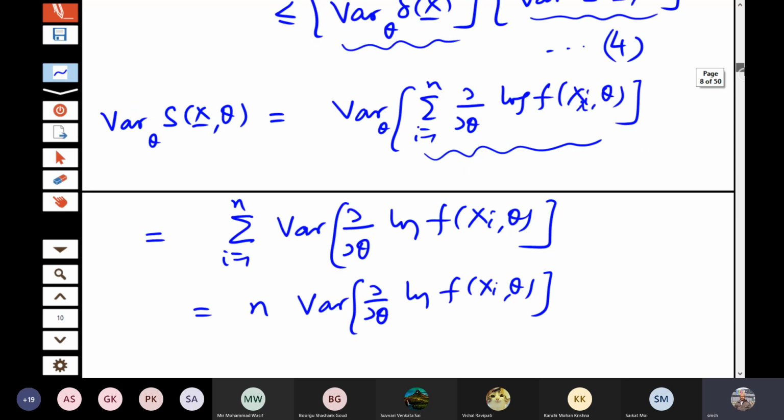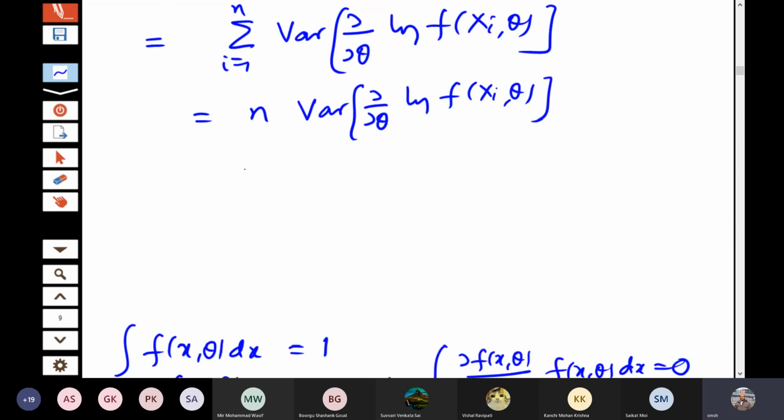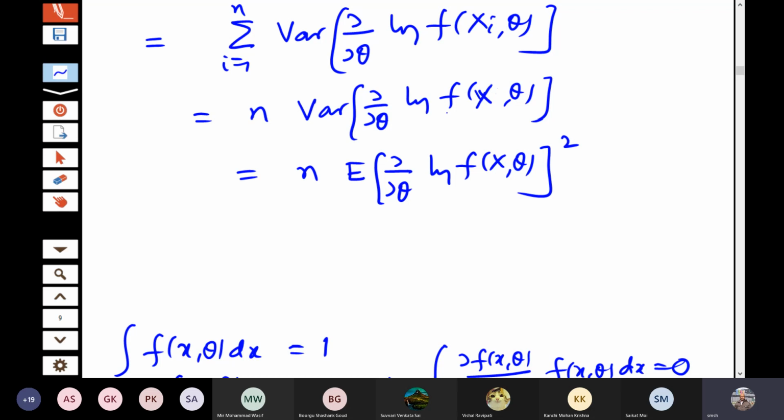So the variance of this becomes nothing but, so I can remove this i from here, because it is the same for all of them. So I can just write x here. So this becomes the expectation of del by del theta log of f(x, theta) whole square, because the expectation of del by del theta log f(x, theta) is 0. So the variance becomes the expectation of the square.